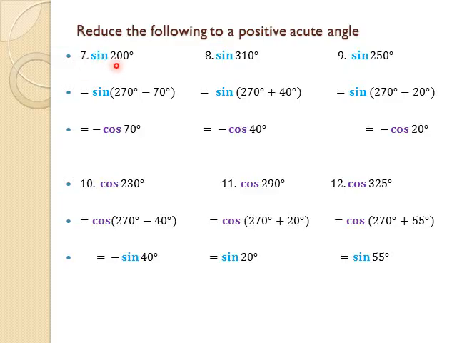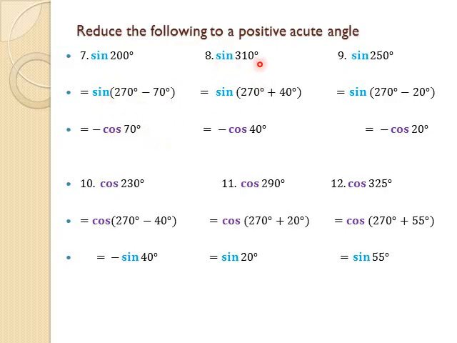Right, now there we have sine 200. So these are not tested at school level, but we need to understand and know it for university problems. So 200 can be written as 270 minus 70 degrees. 270 minus 70 falls in the third quadrant. In the third quadrant sine is negative, but 270 changes sine to cos. So therefore it becomes negative cos 70.